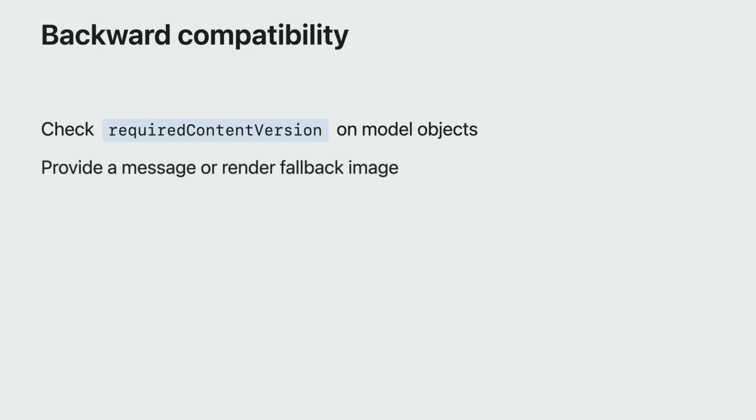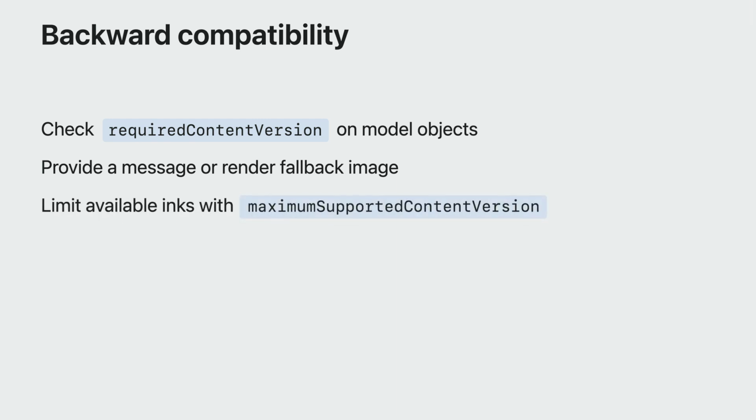To provide a good user experience, use this API to detect incompatibility and provide a message or render a fallback image. When maintaining backwards compatibility isn't possible, use the new Maximum Supported Content Version API to limit which features are available via the canvas and toolpicker.